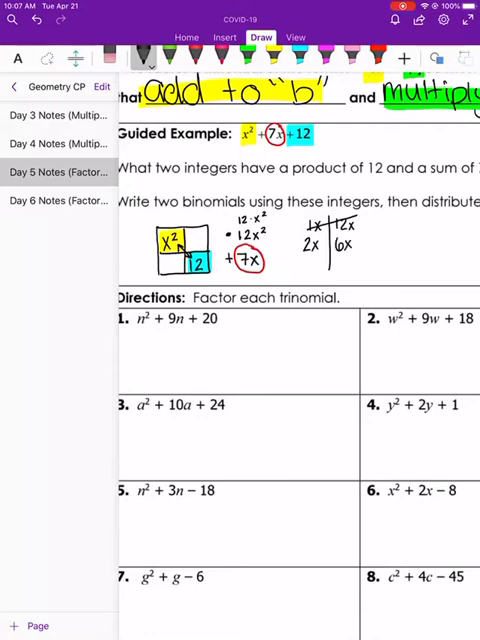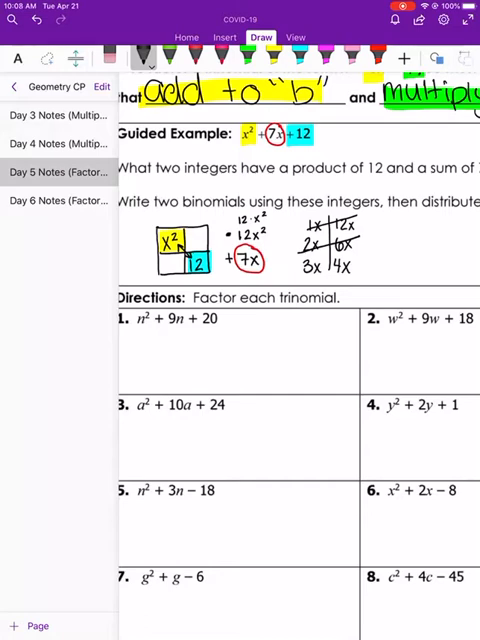2x times 6x. 2x times 6x does give us 12x squared because 2 times 6 is 12 and x times x is x squared. But does 2 plus 6 add to 7x? No. So that one's not going to work. Okay, so let's go to the next one. Does 3 go into 12? It does. It goes into it 4 times. So 3x and 4x.